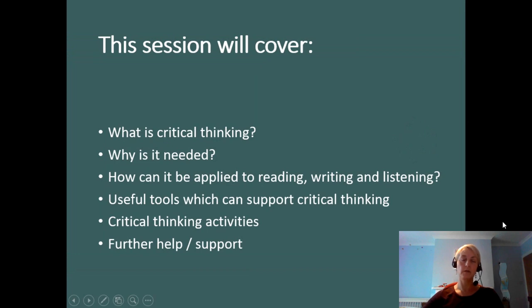In this session, we'll look at what critical thinking is, some definitions around that concept, and what you might understand that concept to mean. We'll look at why it's needed and what the benefits of critical thinking are. We'll also look at how it can be applied in reading, writing and listening. These are all things that will be of interest to you for your course, but also out in the workplace.